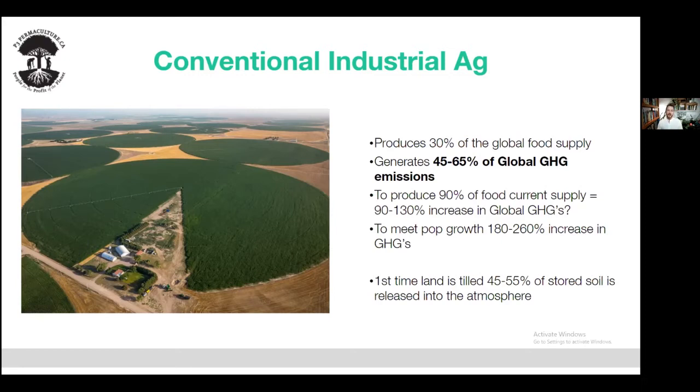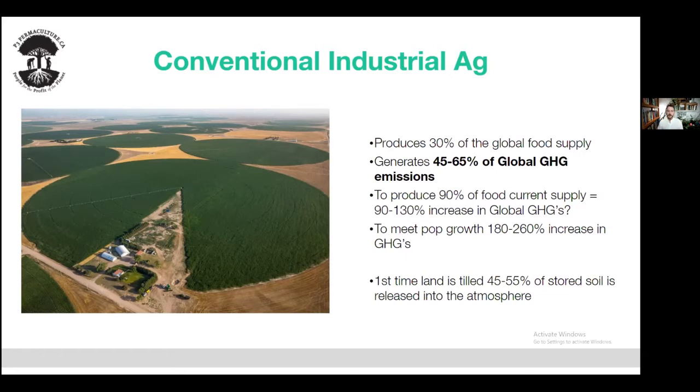If we look at the stats that tell us that we need to have a 70% increase in food supply by 2050, well, if we just had a 50% increase in food supply, well, then we're looking at 180 to 260% increase of our greenhouse gas emissions. So there's absolutely no way that the conventional industrial model will be able to produce food for us without reaching that 7 degrees increase in temperature. Actually, not even, because the 7 degrees increase is what we're already on track for. So if we're getting a 200% increase in greenhouse gas, it's not going to happen.